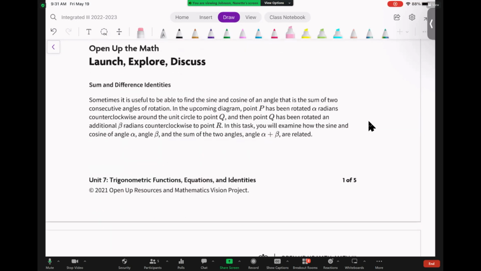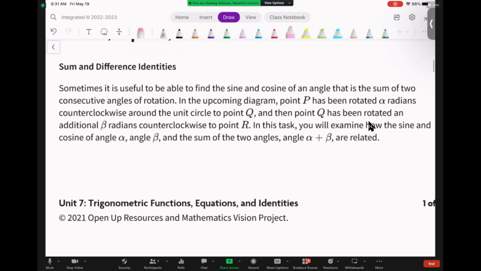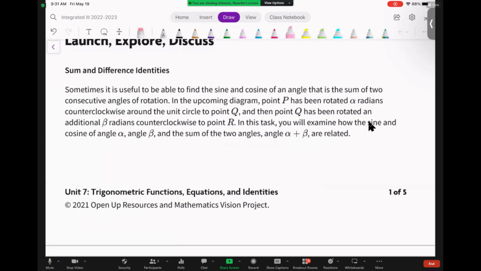So it says, sometimes it is useful to be able to find the sine and cosine of an angle that is the sum of two consecutive angles of rotation. In the upcoming diagram, point P has been rotated alpha radians counterclockwise on the unit circle to point Q, and then point Q has been rotated an additional beta radians counterclockwise to point R. In this task, you will examine how the sine and cosine of angles alpha and beta, and the sum of those two angles, are related.